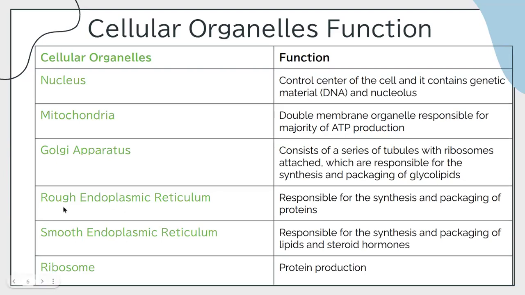Then you have your rough endoplasmic reticulum, or your rough ER for the abbreviated version. This is basically responsible for the synthesis and packaging of proteins, while the smooth ER is responsible for lipids and steroid hormones. So rough deals with proteins, smooth deals with lipids and steroids. Then you have your ribosomes, which is protein production, which is why the ribosomes are attached to the rough endoplasmic reticulum so that it can help with that protein production and packaging and synthesizing it.